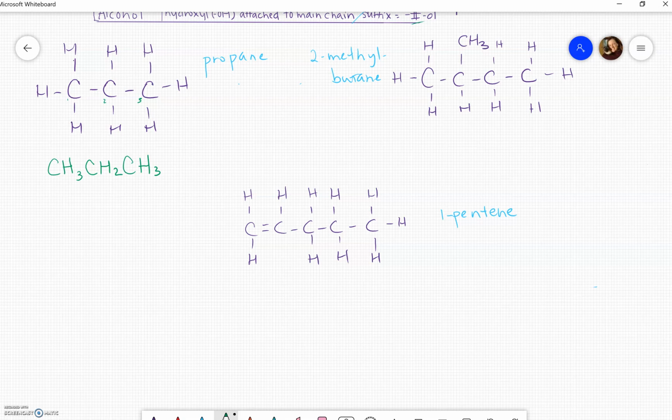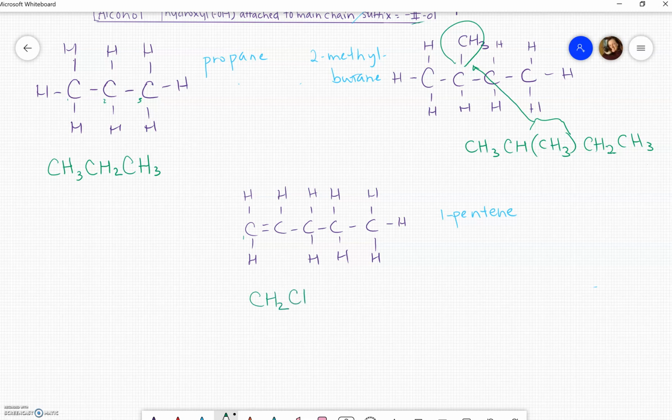The 2-methyl-butane, start out with a CH3, and then I have a CH that has a CH3 attached to it, and since it's attached to it, I put it in a bracket here. And then I have a CH2, and finally a CH3. And then my last one here, my first carbon has just a CH2.